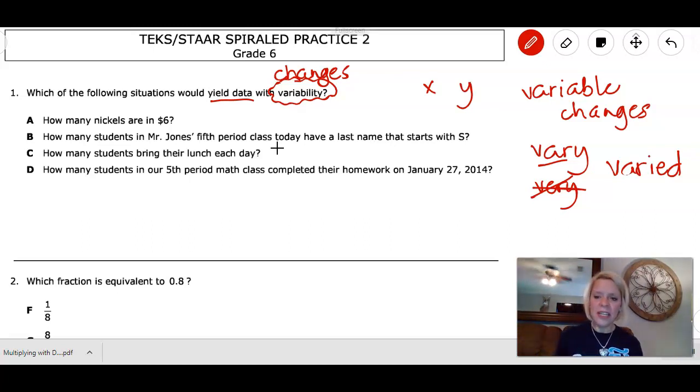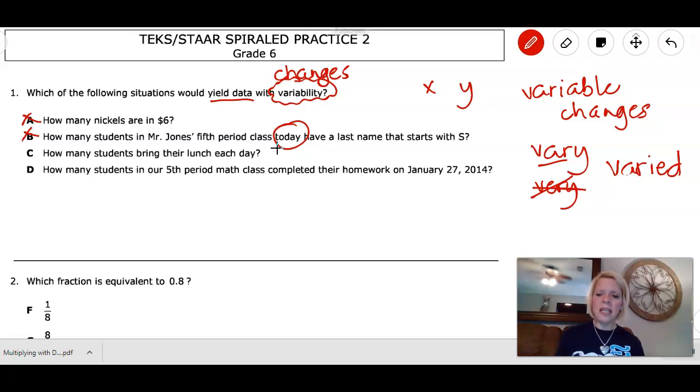So this would not be the correct answer. That will always stay the same. Okay, let's look at answer choice B. How many students in Mr. Jones' 5th grade period have the last name that starts with S? Well, unless you start getting new students and that kind of thing, it will absolutely stay the same, right? I mean, you have exactly the same number of students in one particular day, it says today, that have the last name that starts with an S. That does not change. If you are looking at one particular day, that information is going to most likely stay the same. So that will stay.